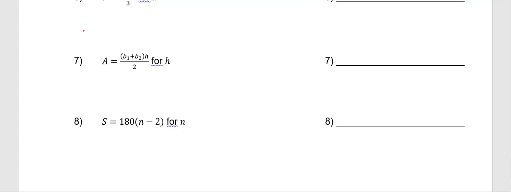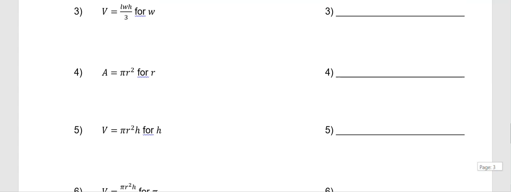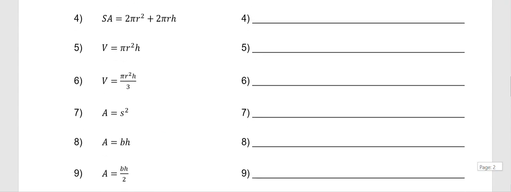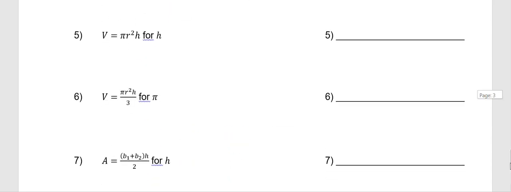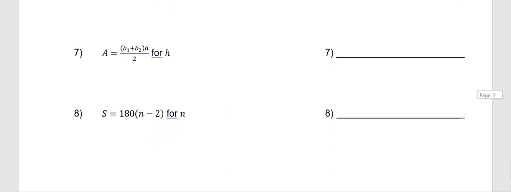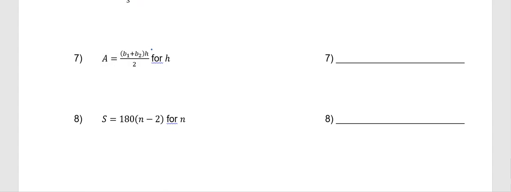This formula right here should look recognizable to us. It's the equation that solves for the area of a trapezoid. If you didn't know that, now you do, and you can go and fill that in on the front side. I believe it was a formula back on the right-hand side. Oh, there it is. It's equation number 10. So that's the area of a trapezoid. So let's get to work rewriting that so it solves for H.